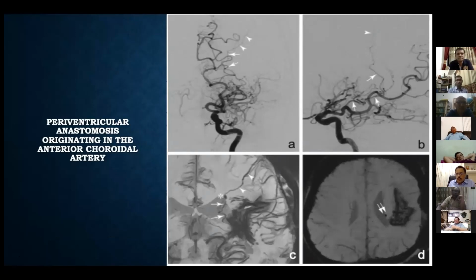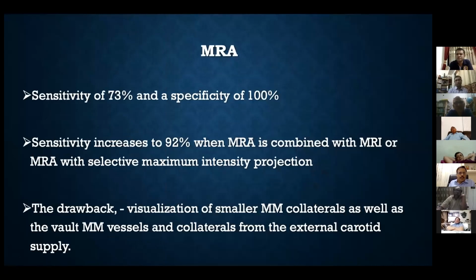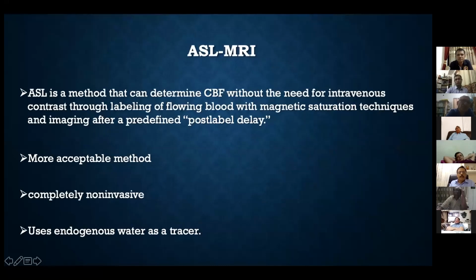So while DSA remains the gold standard, MRA can also be pretty good, particularly when, as I showed, you do MIP images and sit on the console and look at them very carefully. Then one can see a lot of findings on MRA, but of course, small collaterals can still be missed on MR angiography. A lot of surgeons like to get some kind of perfusion imaging, and ASL is one of the methods, a non-contrast, non-invasive way of looking at perfusion imaging.